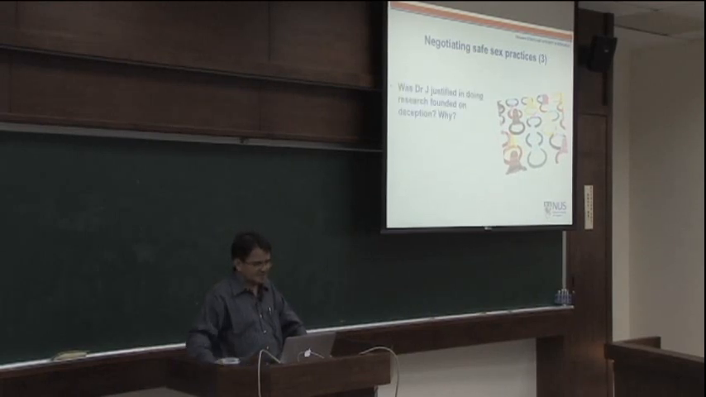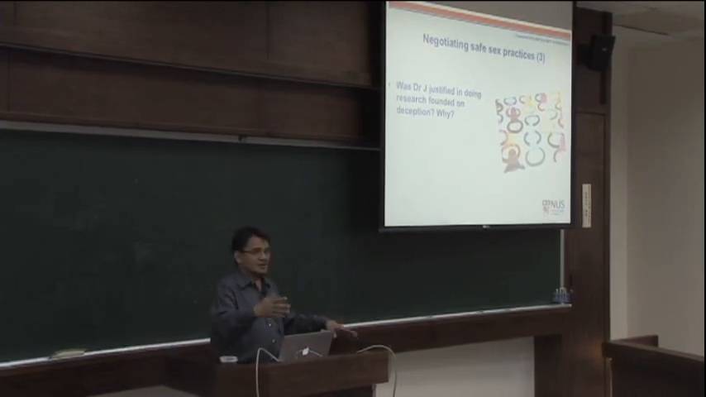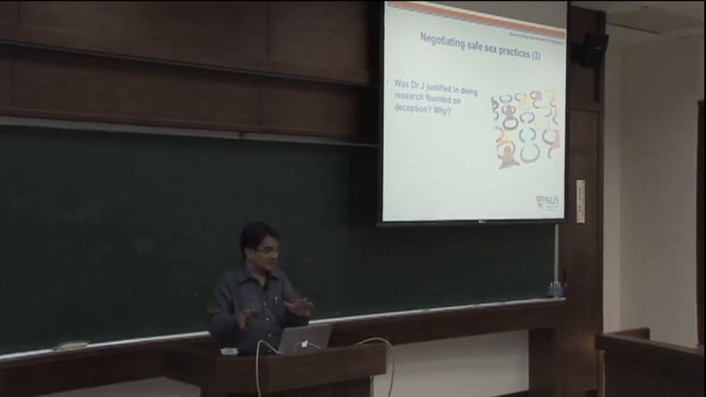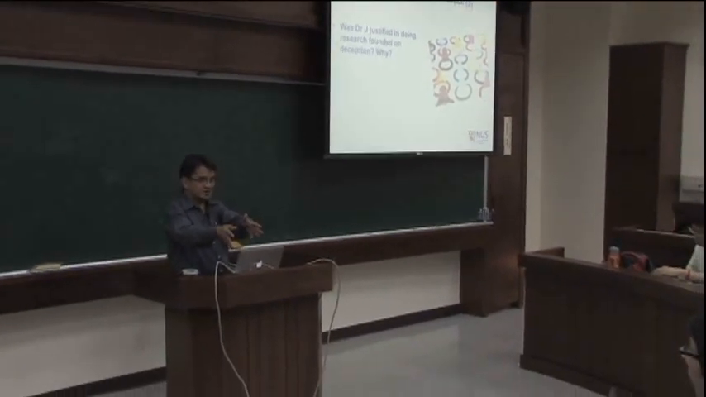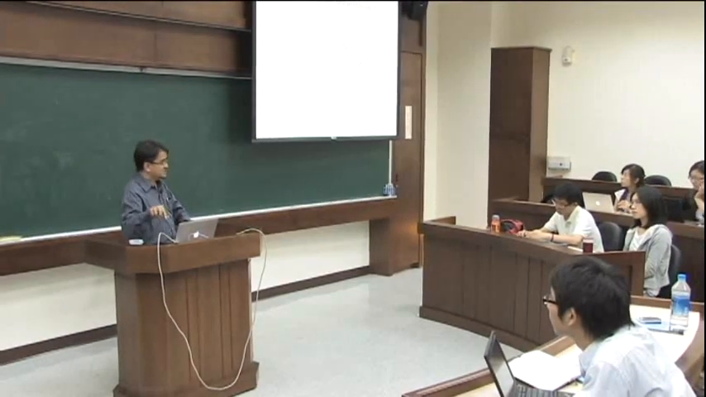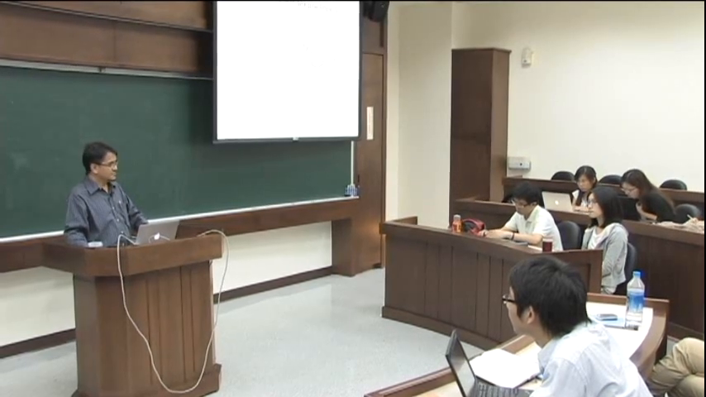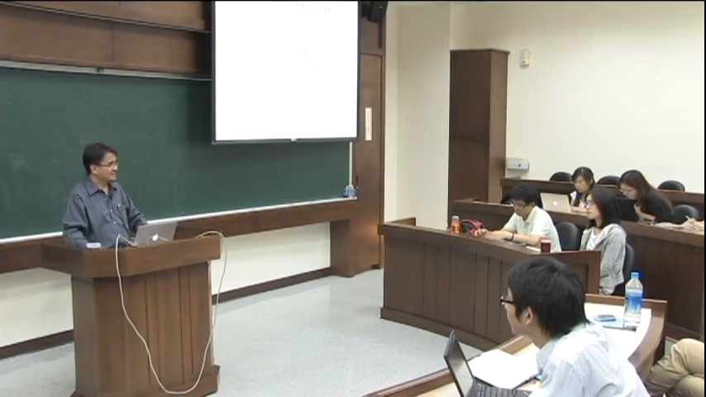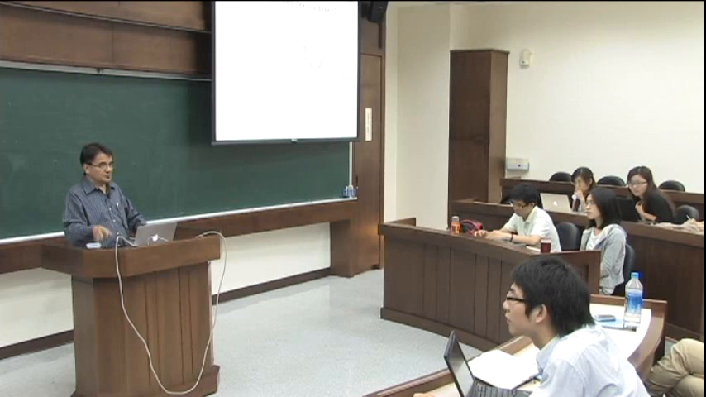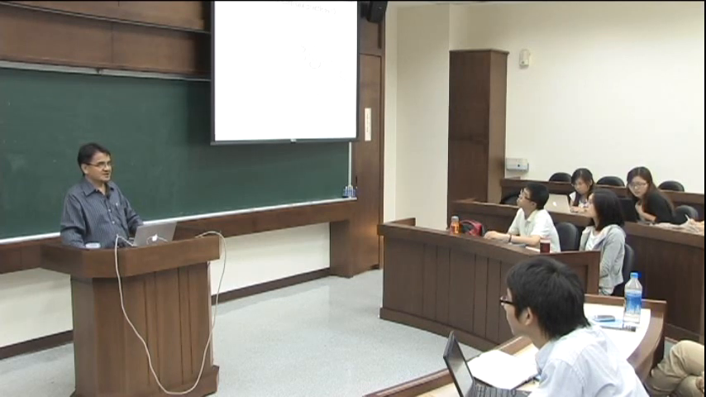So the question is, was Dr. J justified in doing research founded on deception? In other words, now you have the publication submitted to this peer reviewer. Can you give a reason to the peer reviewer why this study should be published? Do you think you can convince that reviewer to approve the publication anyway? What would you say? What reasons can be given?